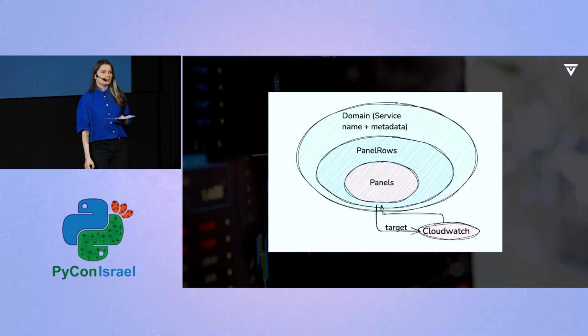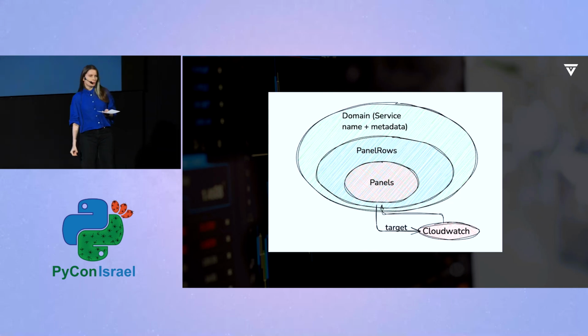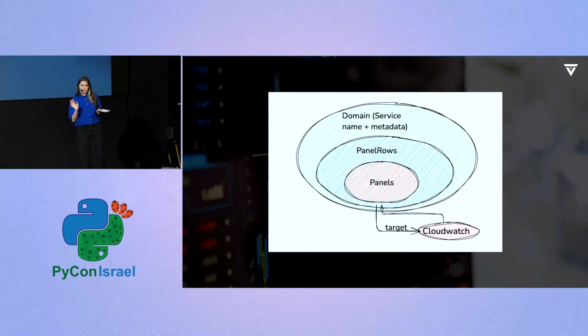So again, who works with Grafana? Who has an idea what Grafana is? Almost everyone, thank you. That's amazing. So you know the panels that are basically building bricks. You can organize them, you don't have to, but it's always better to organize them in rows. Also, for a service, we want to pass some metadata, like service name at least, maybe GitHub repository or something else.